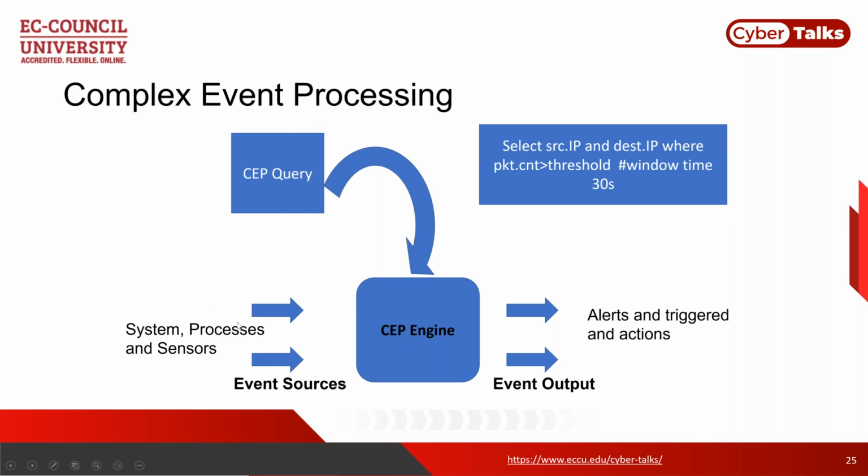We have a system process of sensor. We get all the events and send them to the CEP engine, and then we have a CEP query against that engine, and we get an output. Say, for example, your IP, it's basically meta, right? The source IP, destination IP, and we also look into all the headers. We collect packet count, threshold, window time, and things like that. So any system we deploy, we build on a CEP engine.